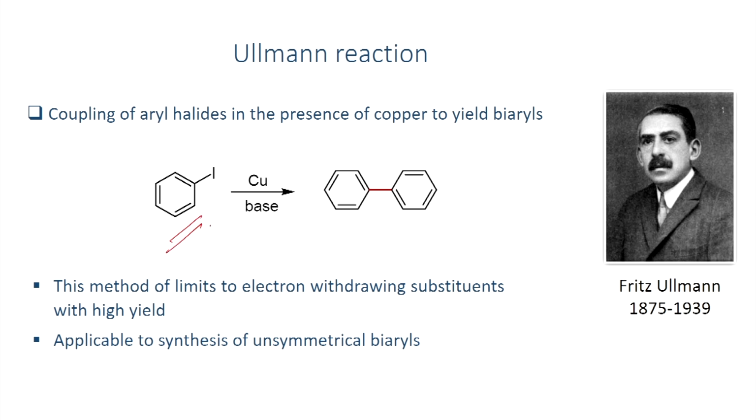If you have the aryl halide and you try to couple, you can get the biaryl system in the presence of copper and base. The original Ullmann reaction, which was discovered around 1900, was carried out using a stoichiometric amount of copper and base under vigorous reaction conditions, usually above 150 degrees Celsius, and then you can get the biaryl system.